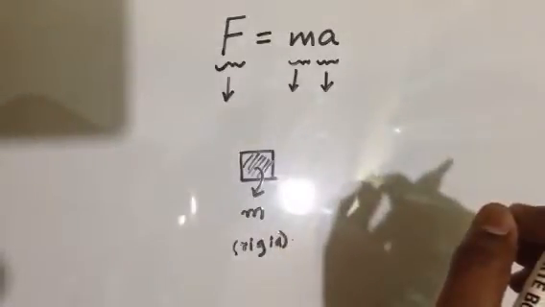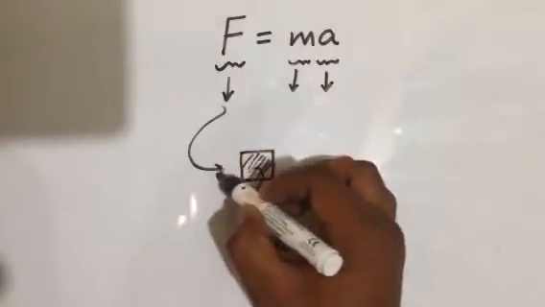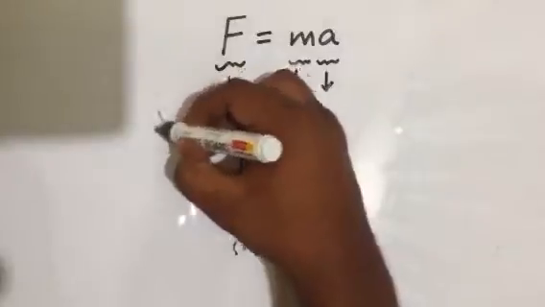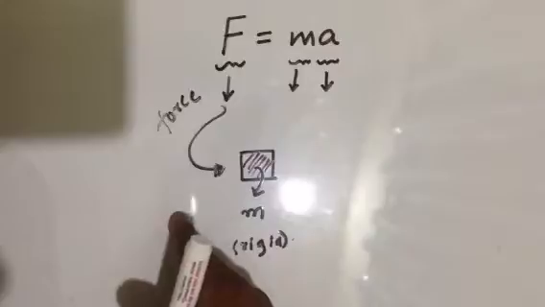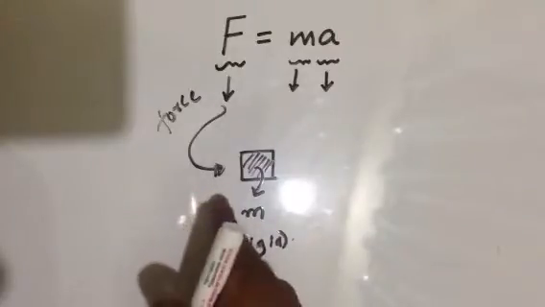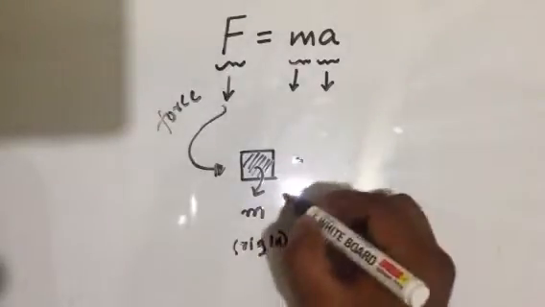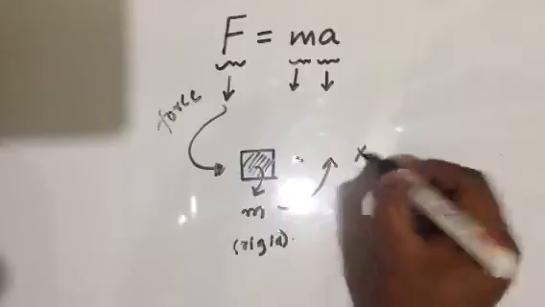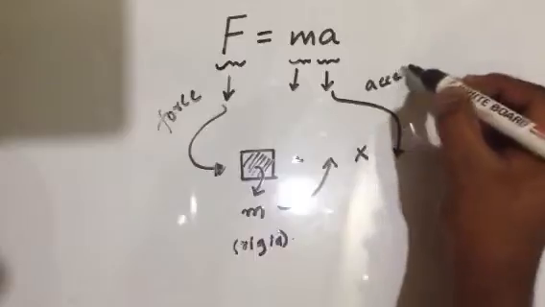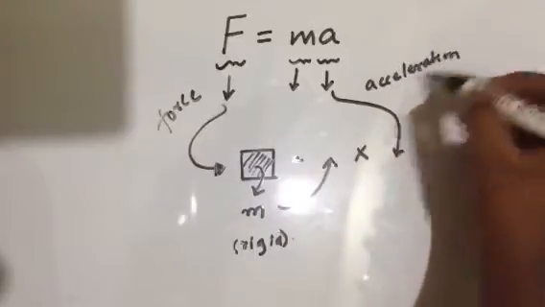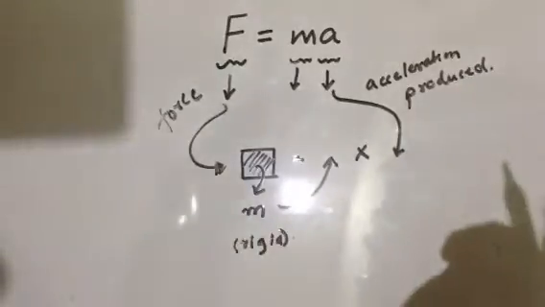Let it be kept anywhere in the universe. What this F says is F is the force that I apply on this body. So F is the force that I apply on the body, that will be equal to the mass of this body times the acceleration produced in the body. And that's all what it is.